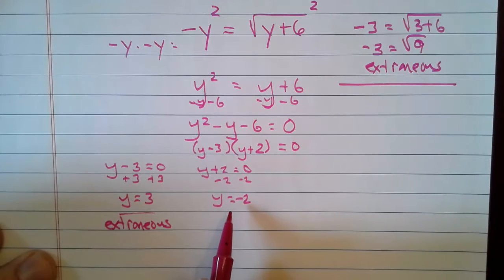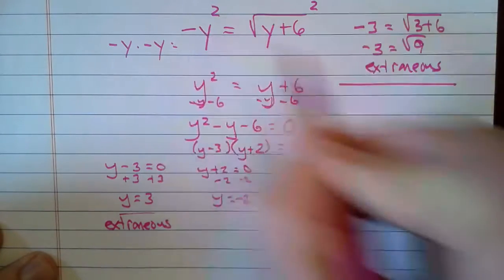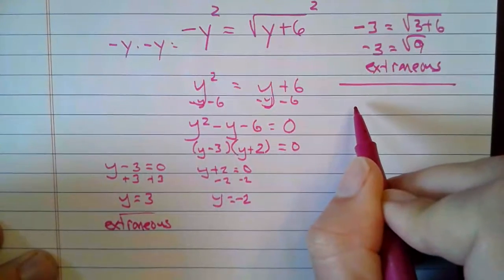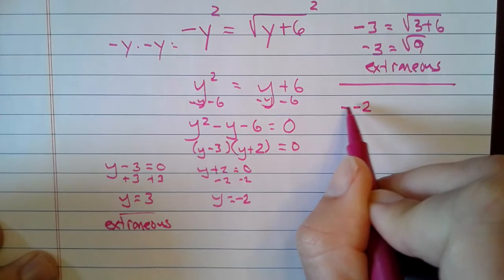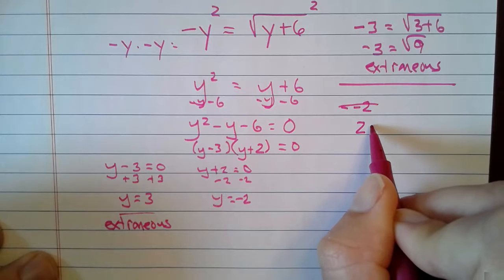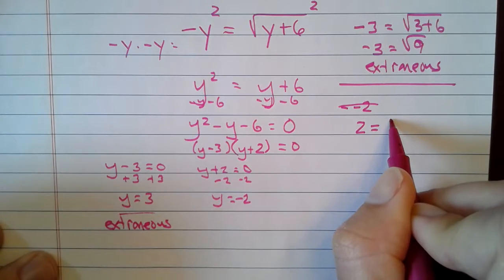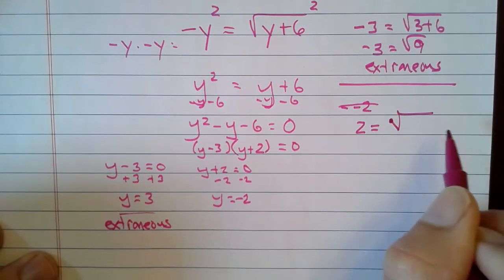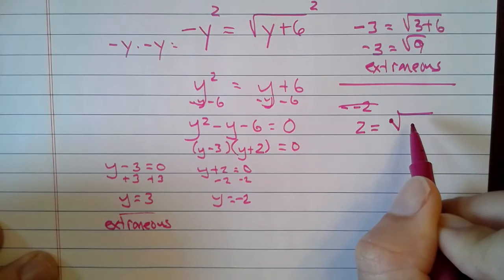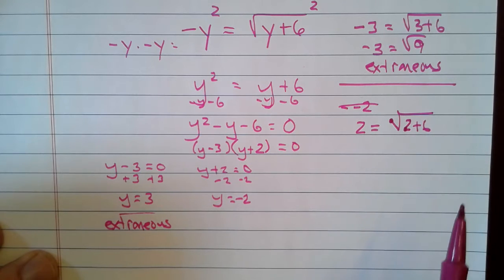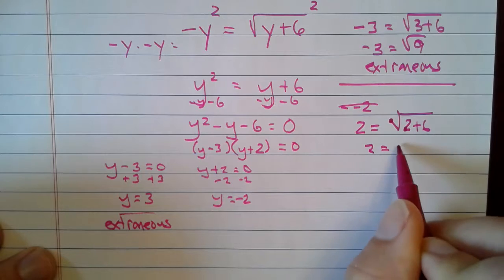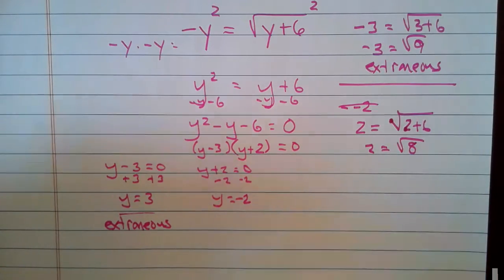All right. So now let's try negative 2. My solution was negative 2. My original equation was negative y. So technically it's negative negative 2, but that's just straight up silly. So it's just 2 equals the square root of 2 plus 6. 2 equals the square root of 8.